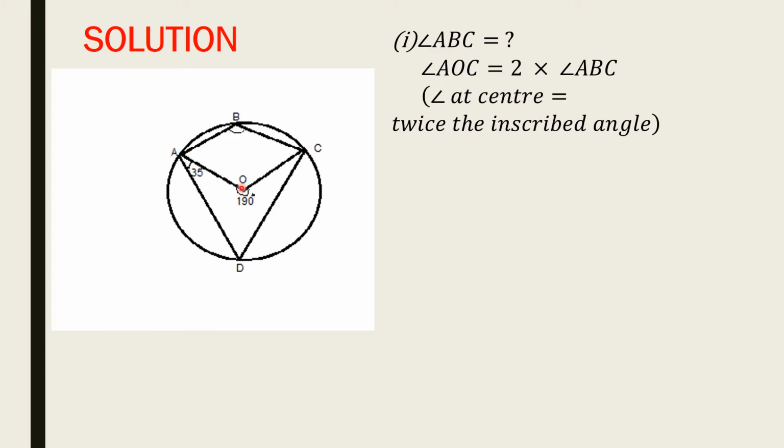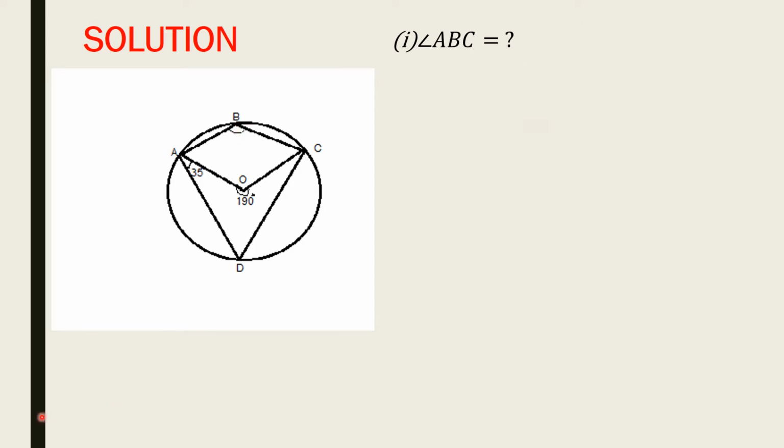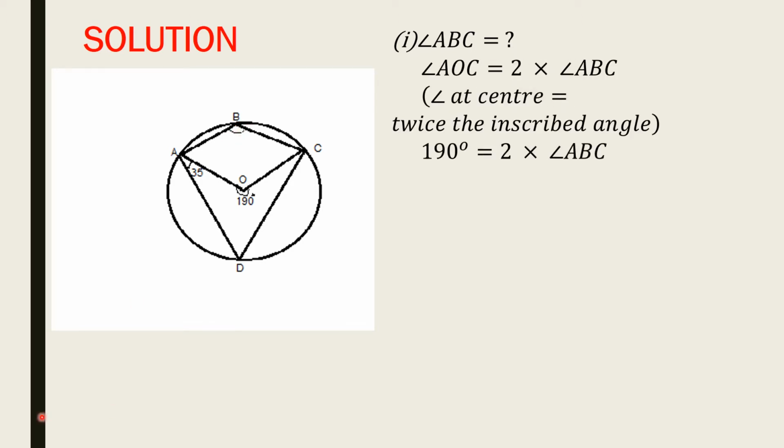Here, angle AOC is twice angle ABC. The reason is that the angle at the center is twice the inscribed angle. So this is the angle at the center, 190 degrees, and here we have angle ABC, the inscribed angle. We make ABC the subject by dividing through by 2, and that gives us 95 degrees. So angle ABC is 95 degrees.